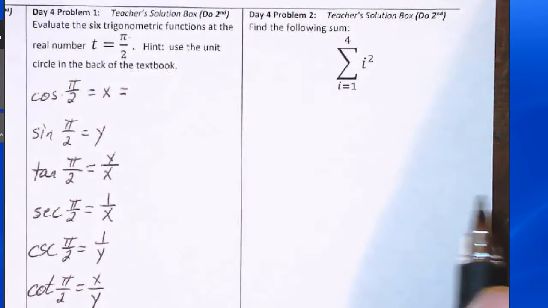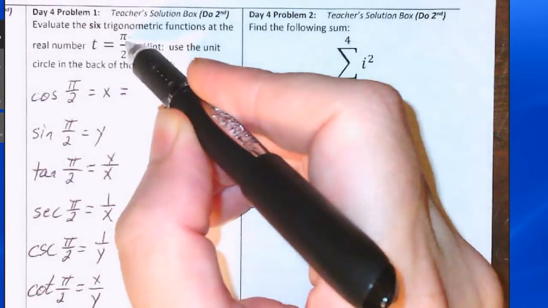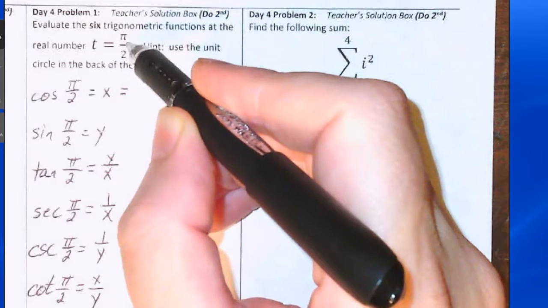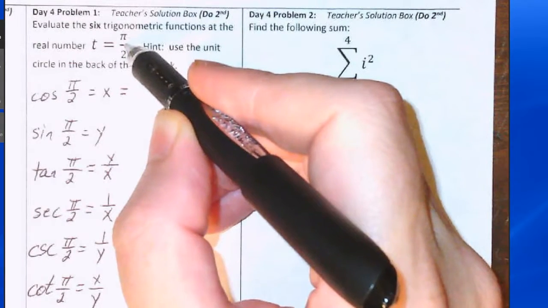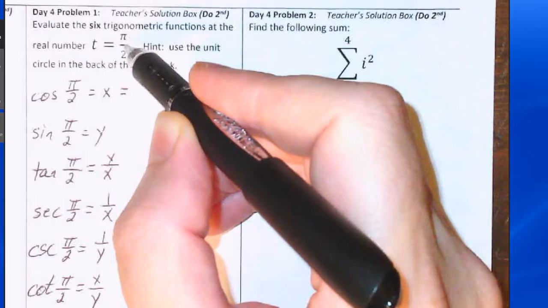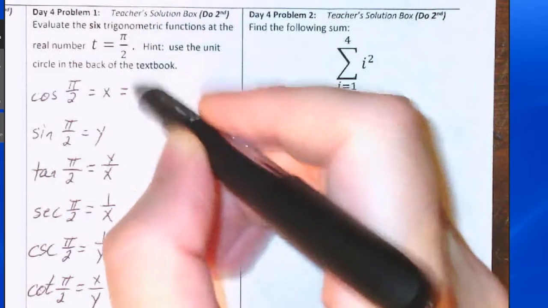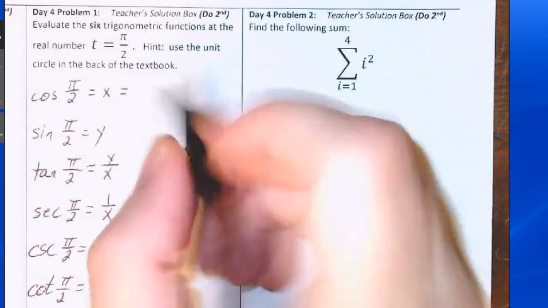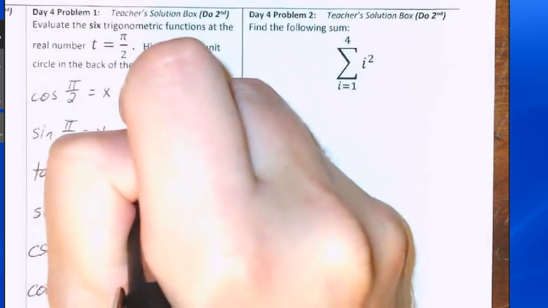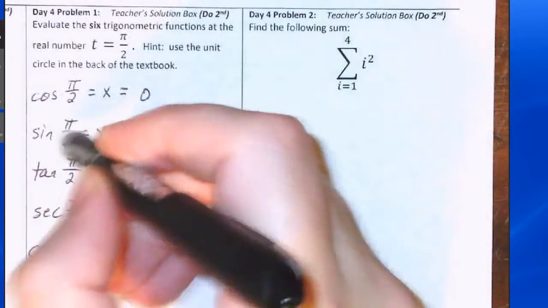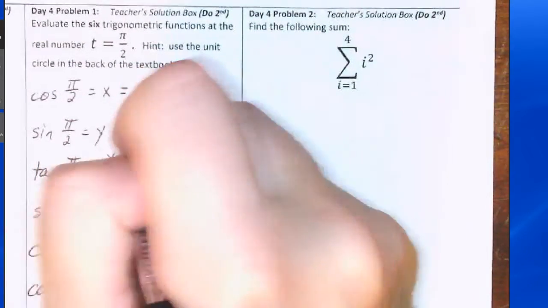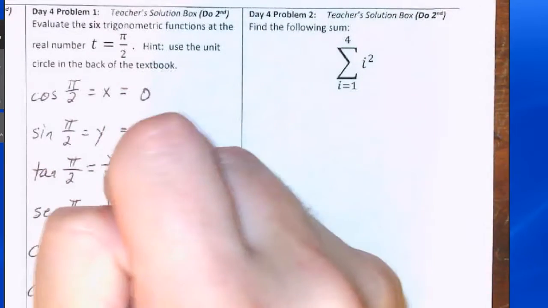Okay, on the back of the textbook is a unit circle. We want to find where pi over 2 is. Pi over 2 is at the very top of the unit circle. It corresponds to a 90-degree angle. And the x-coordinate of that point at the top of the unit circle is 0. The y-coordinate of the point at the top of the unit circle is 1.